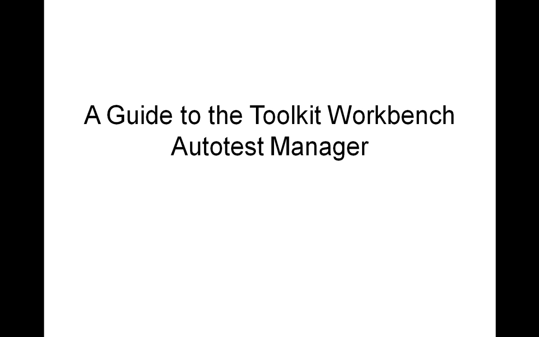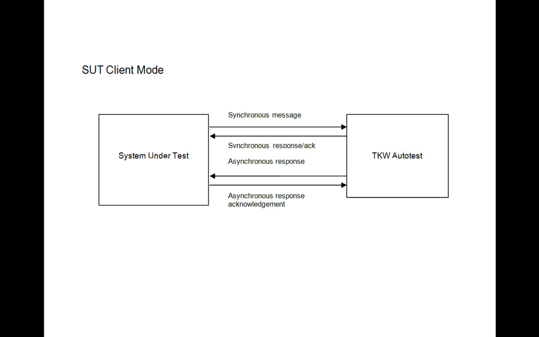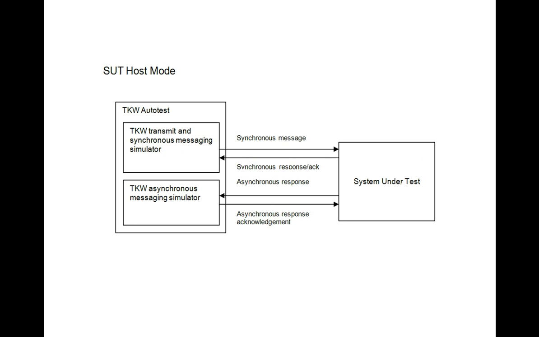TKW Autotest works in three main modes. Client mode, where Autotest Manager prompts that particular requests are transmitted to it from the system under test based upon a test case selection. Host mode, where Autotest Manager transmits requests to the system under test based upon a test case selection. And standalone mode is an interactive front end to the existing TKW transmitter, simulator and validation modes.